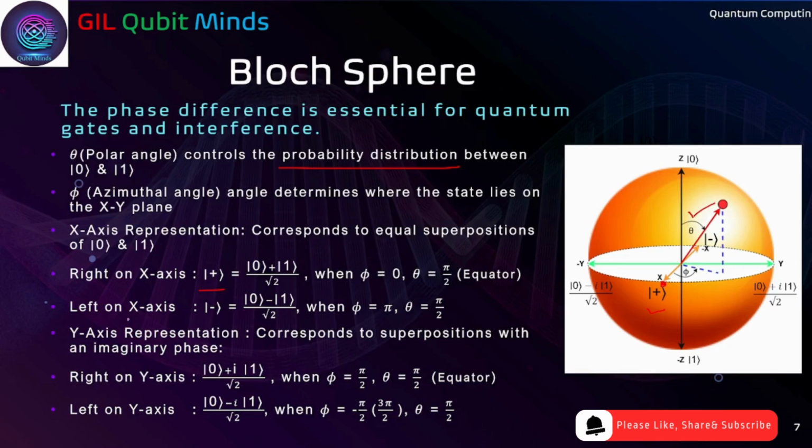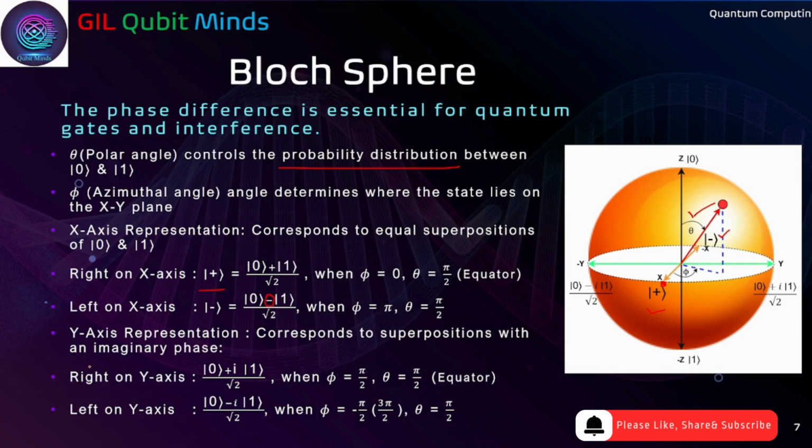If it is on the left side of the x-axis, then it will be 0 ket minus 1 ket. The phase angle is changed here, it is minus. So phi will be 180 degrees, meaning pi, and it will be located here on this minus x.